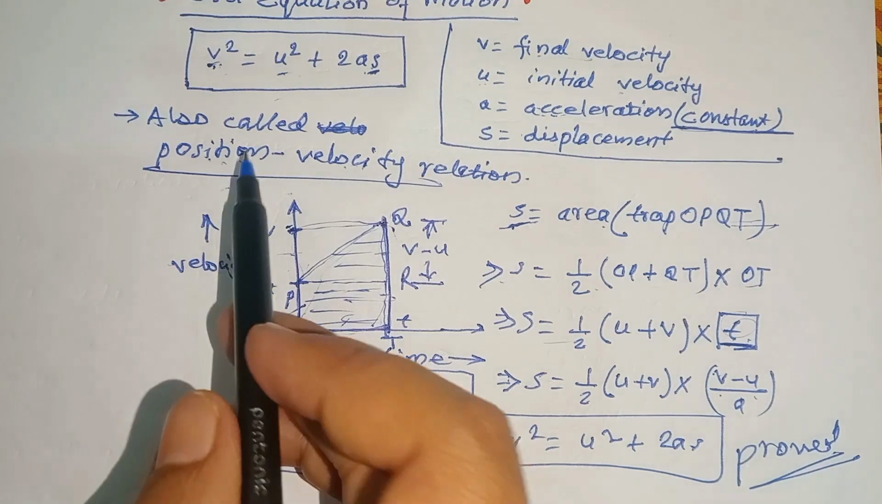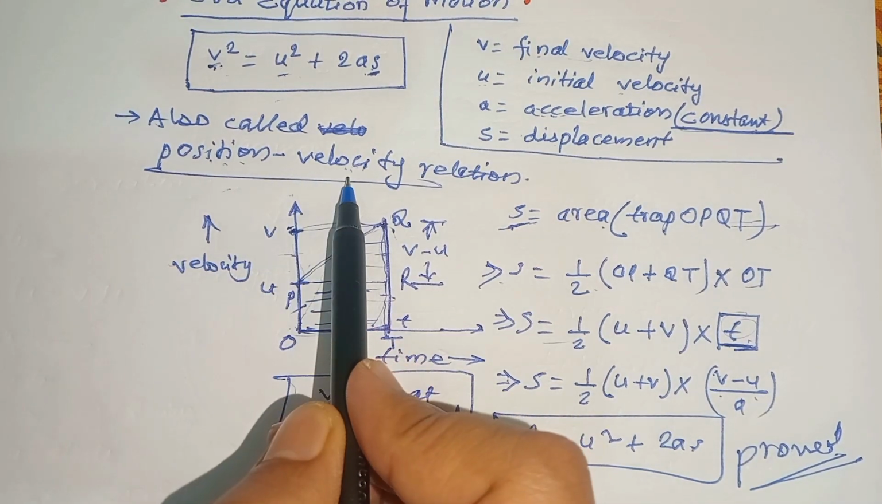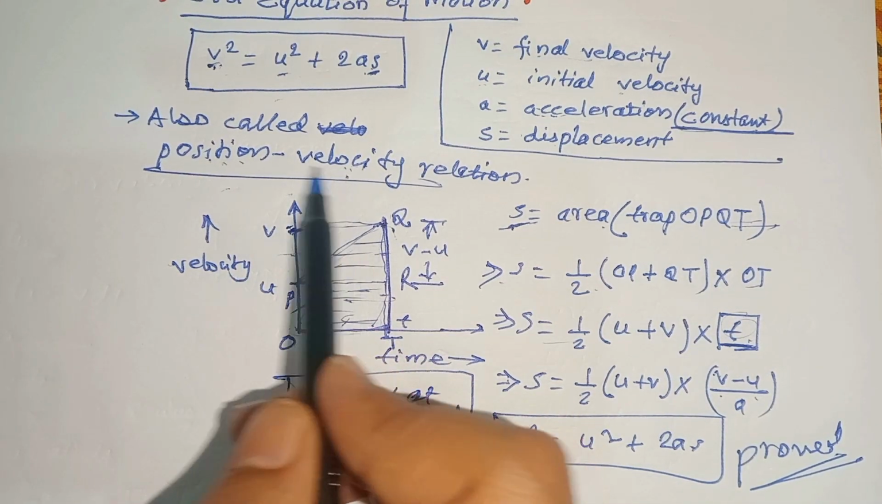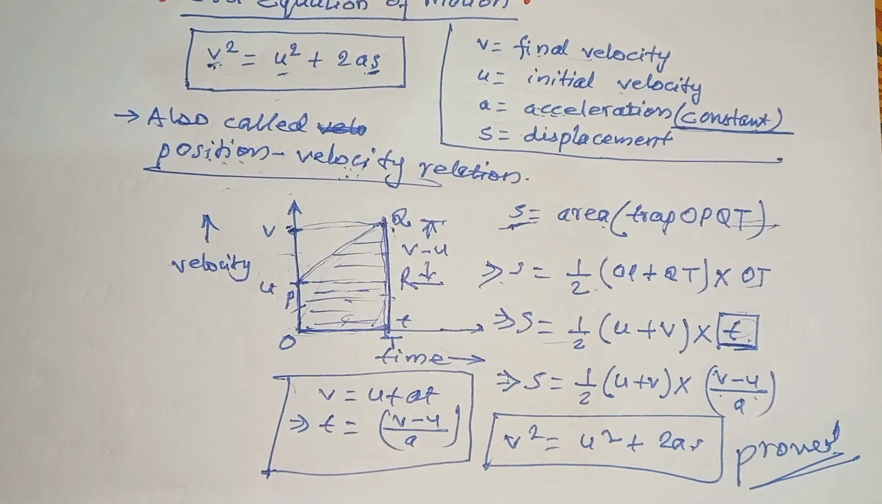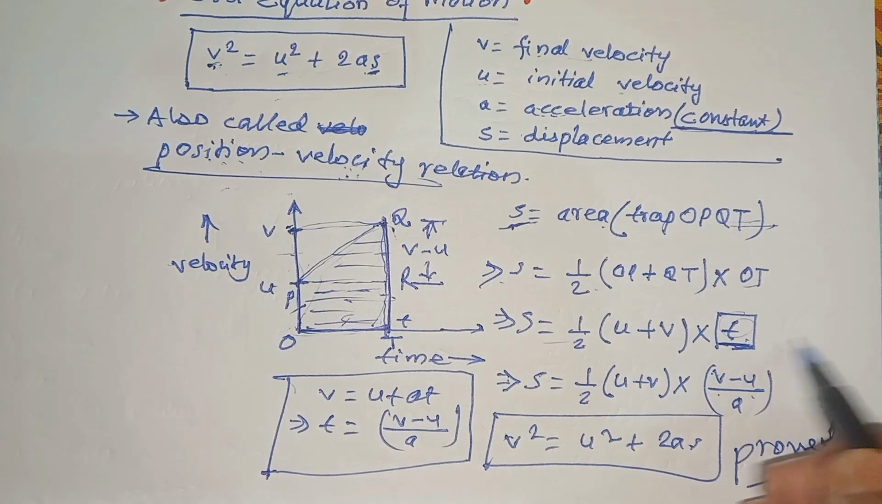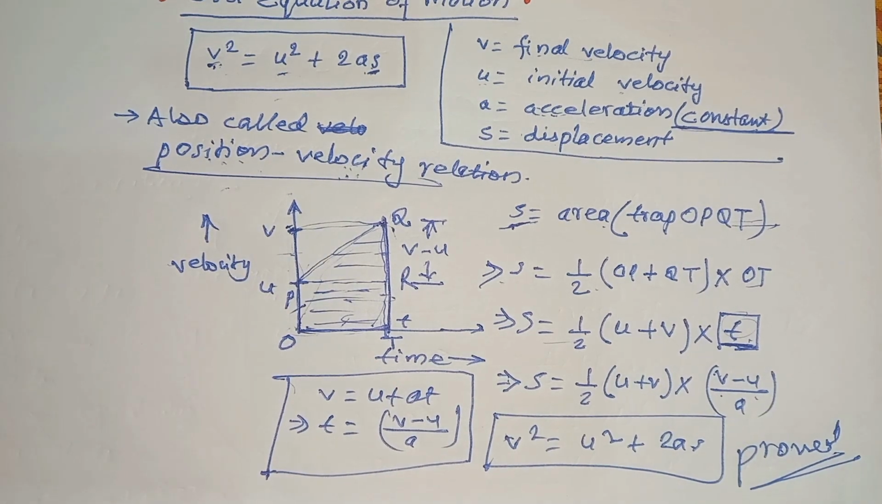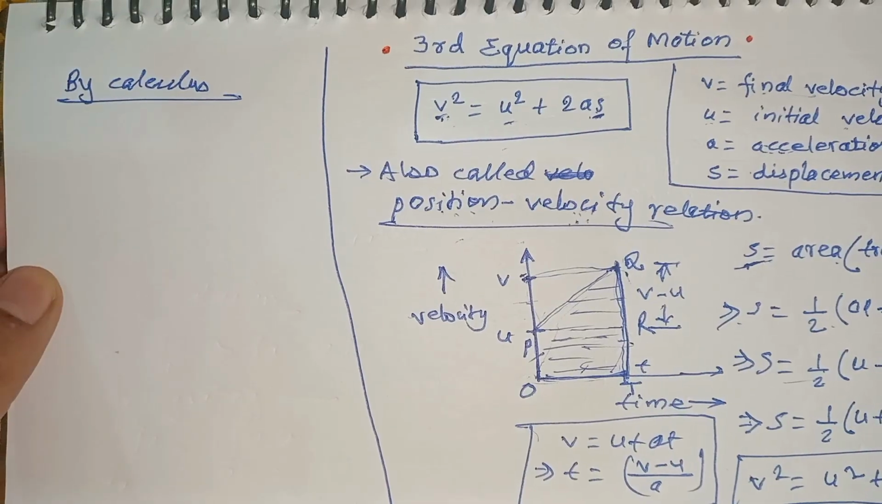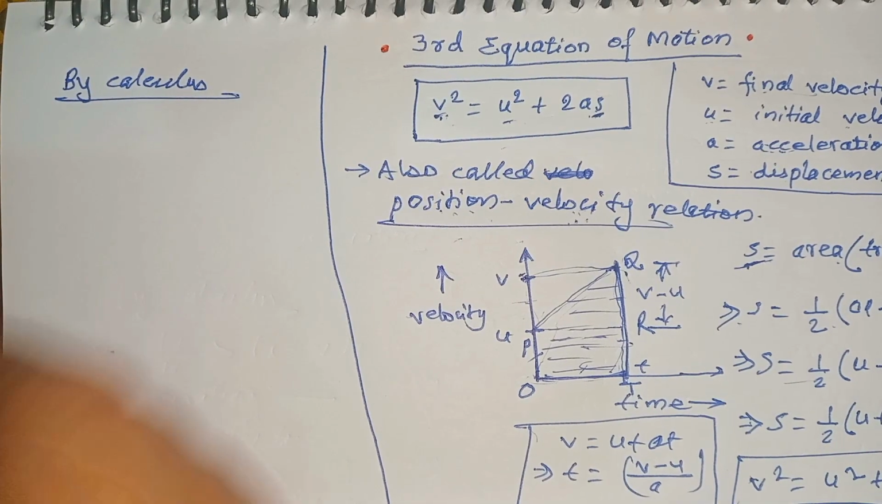Why did we eliminate the t term? Because this is the position-velocity relation. There is no term of time here, so we have to omit it. Now let's see the calculus method, the derivation by calculus.